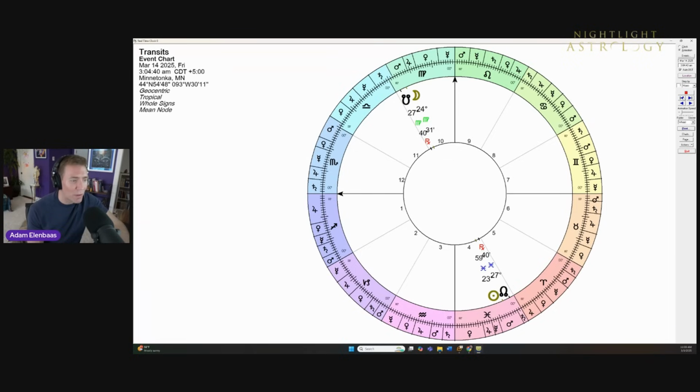Time zone may shift the actual date of this depending on where in the world you are listening from, but it is coming up imminently. It is taking place, this eclipse, at about 23 degrees of the sign of Virgo.